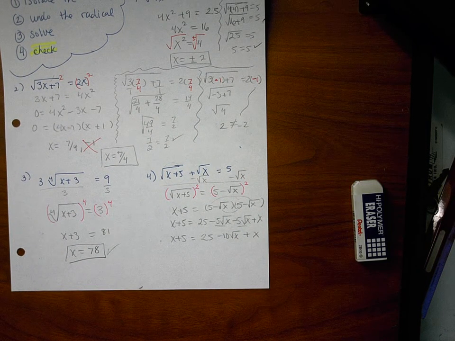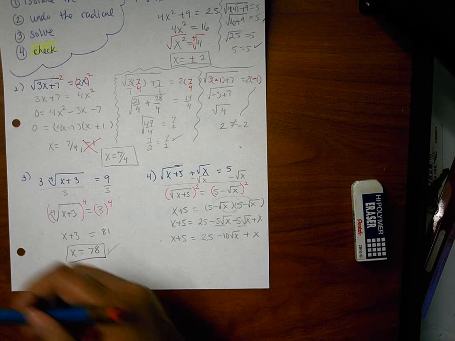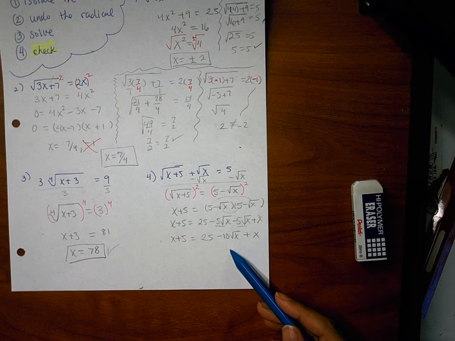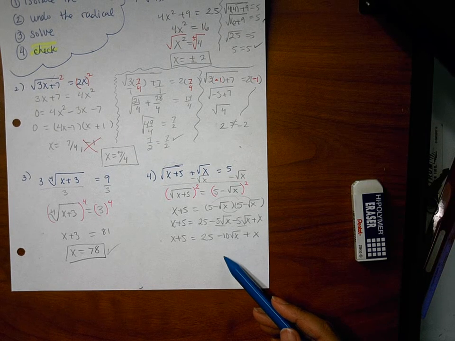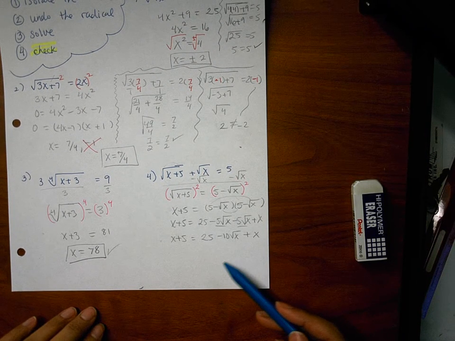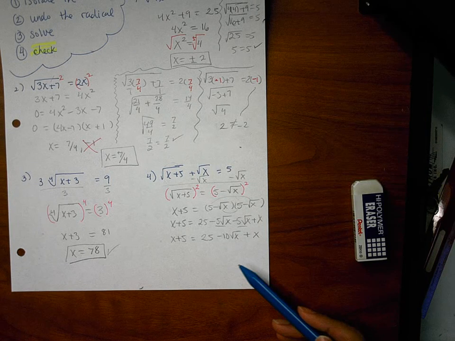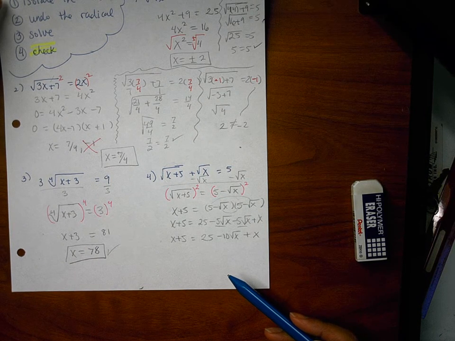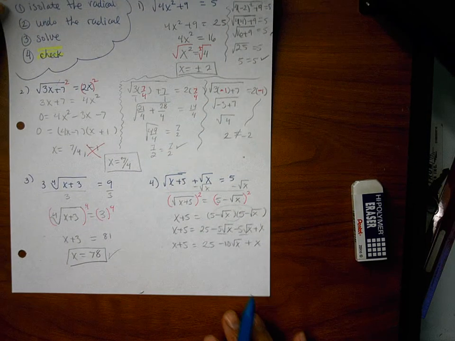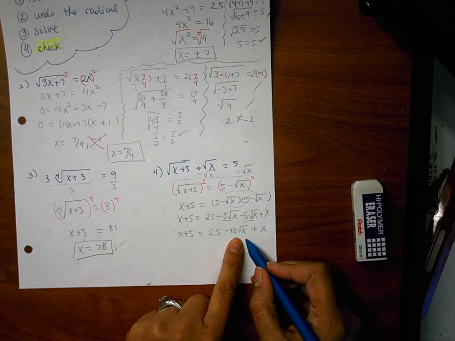Now, when you see this, you've done all the steps correctly, but you still have a radical. When you come to problems like this and you still have radicals, know that you're going to have to start back with step 1. You're going to go through and isolate, undo, solve, and check. So we have to go now and isolate.